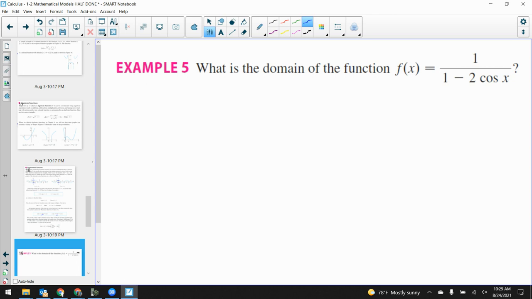domains and stuff work. So what is the domain of the function f of x is equal to 1 over 1 minus 2 cosine x? What is the domain of this function? Now, it may look like there's multiple things happening here, and you'd be right to say that. I have two types of functions happening at the same time.